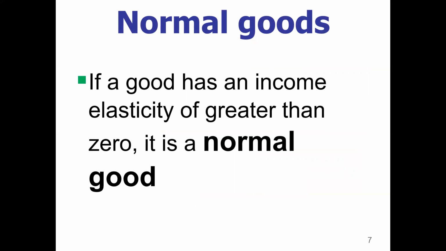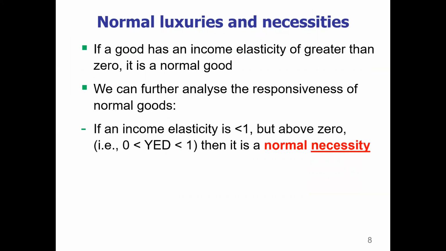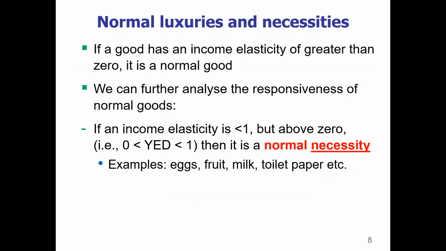For normal goods, an income elasticity of demand above zero, it's normal. But we can split normal goods into two types of goods. If it's got an income elasticity of demand above zero, it's normal. If it's between 0 and 1, then it'll be a normal necessity. So income rises, but the quantity demanded doesn't rise very much.